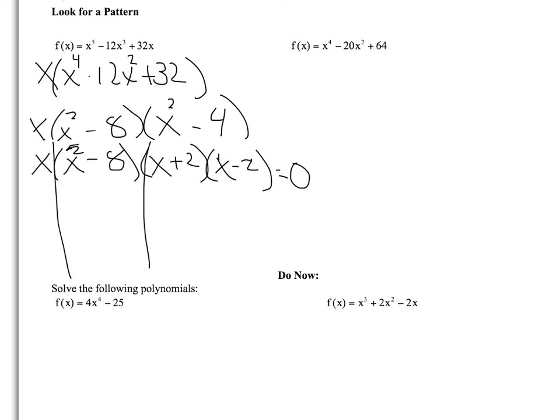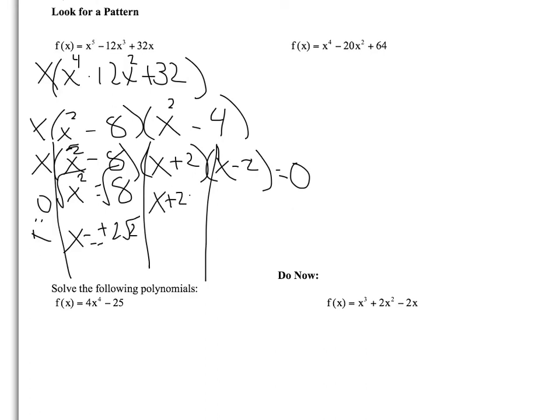From there, separate our factors. We'll get x equals 0. X squared equals 8. So when I take the square root, x will equal plus or minus 2 radical 2. X plus 2 equals 0, so x equals negative 2. X minus 2 equals 0, so x equals 2.